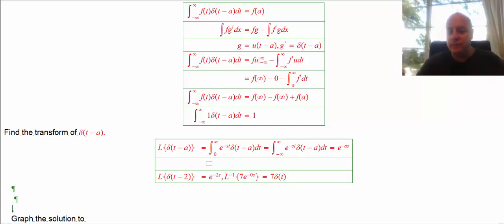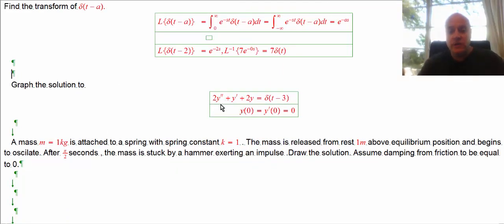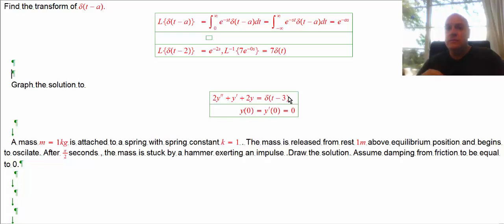Let's do some more examples of this showing up in a differential equation. Here's a linear second order constant coefficient non-homogeneous differential equation. We've got two initial conditions, y of 0 is equal to 0 and y prime of 0 is equal to 0. We could think of this as a spring question since all the coefficients are positive. The mass is 2, the coefficient of friction is 1, the spring constant is 2, and the forcing function is that Dirac delta function shifted over to 3.